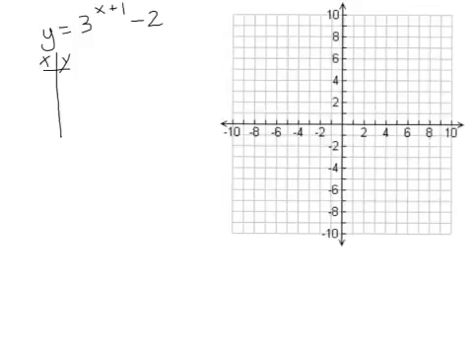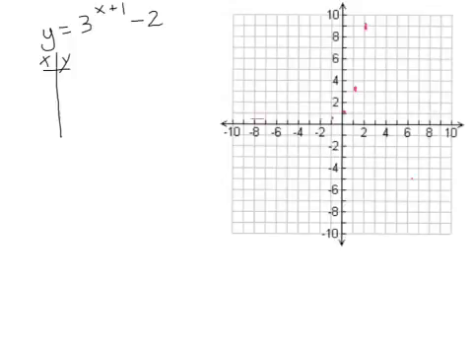3 to the 0 is 1. 3 to the first is 3. 3 to the second is 9. There's basically the right side of the graph. 3 to the negative first is 1 over 3 to the positive first, so that'd be 1/3. And then 3 to the negative second would be 1 over 3 to the positive second, which would be 1/9. Okay.